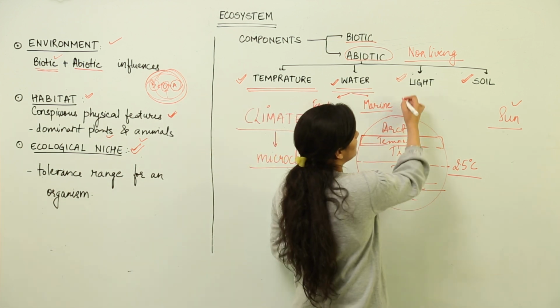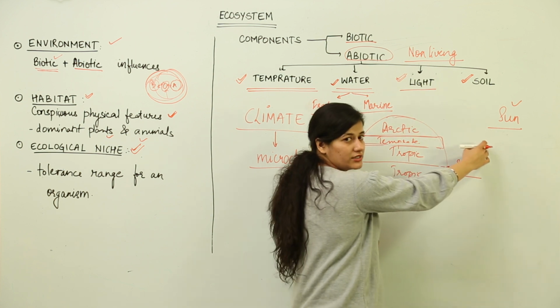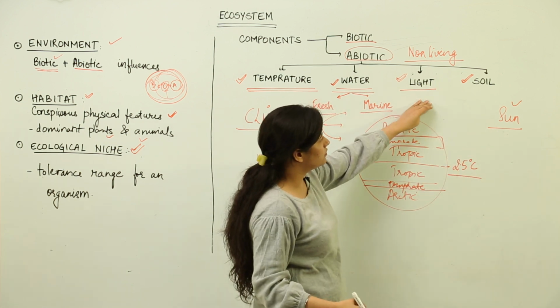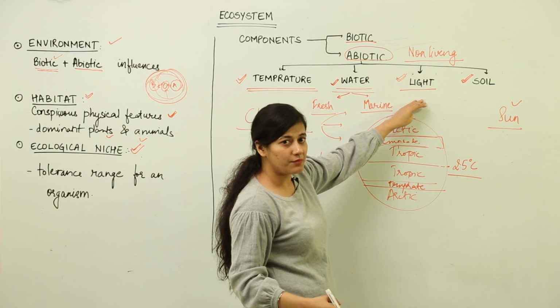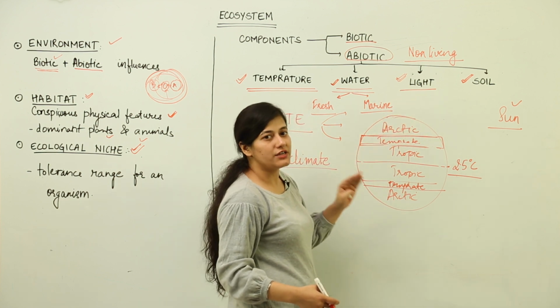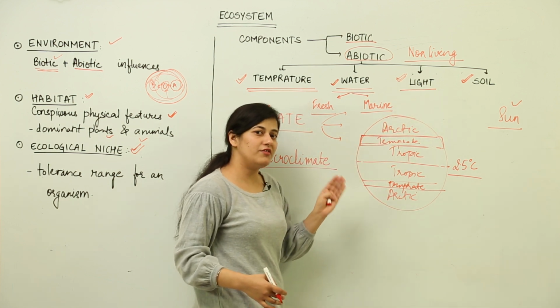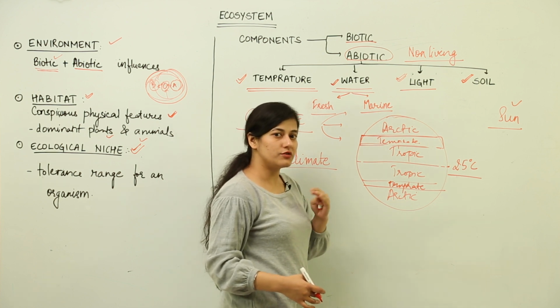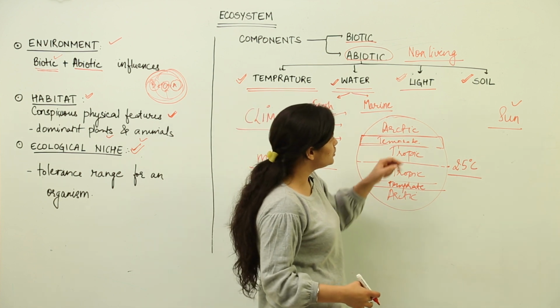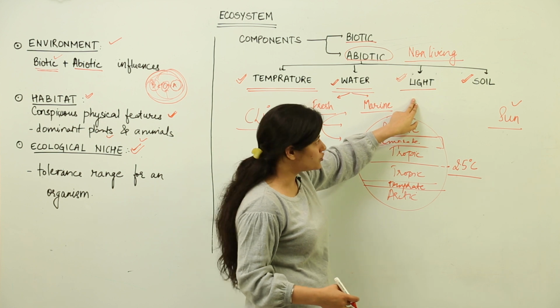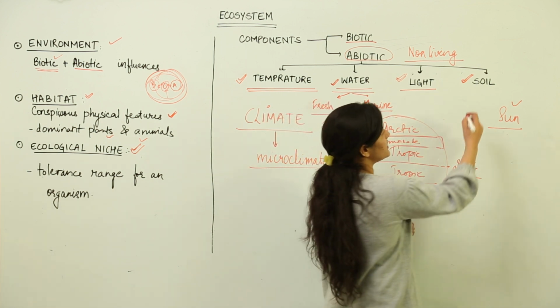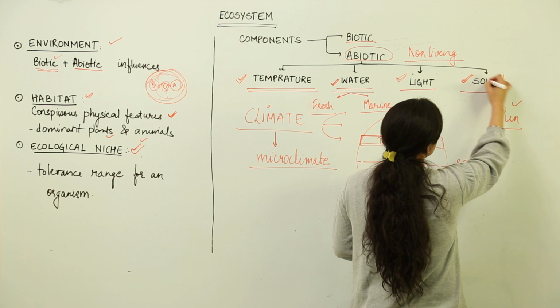Then we have light. In the beginning, I told you the sun is the ultimate source of energy, so I need not tell you the importance of light, because plants use sunlight to make their food, and every other life form depends on photosynthetic plants for obtaining energy. So light also has an important role to play. And soil is the reservoir of all the minerals.